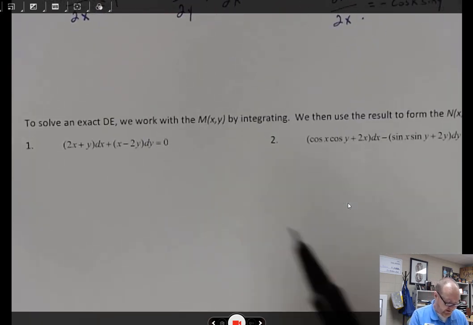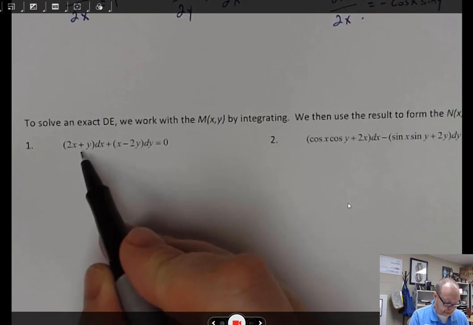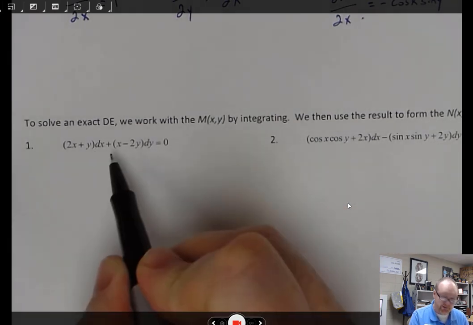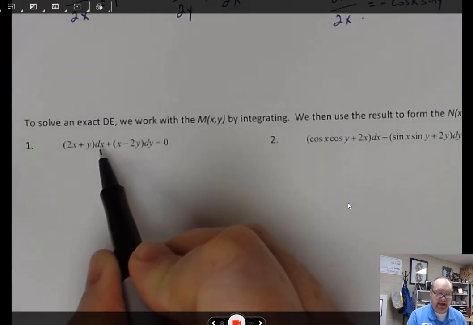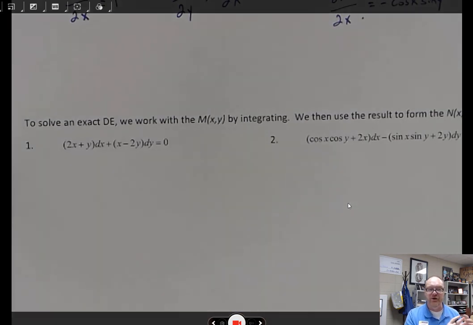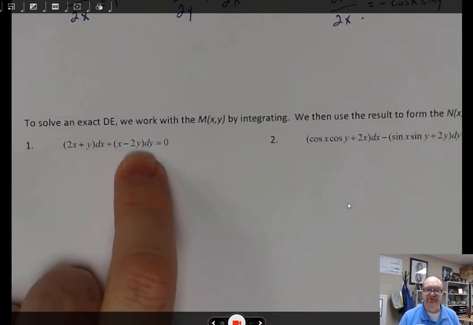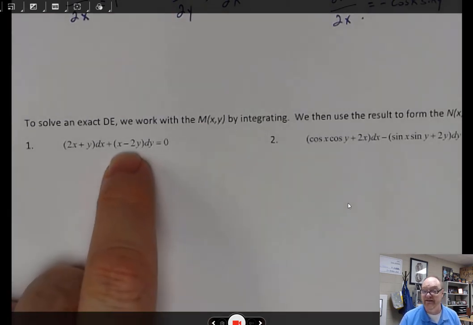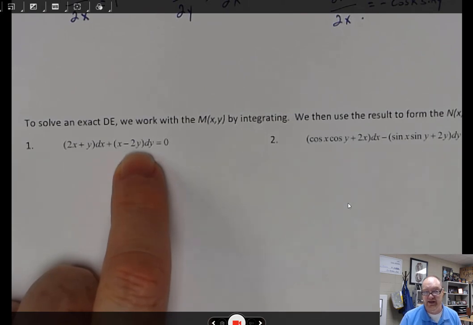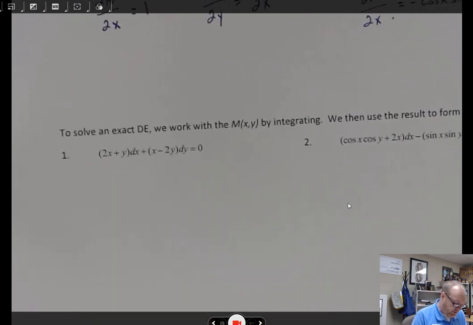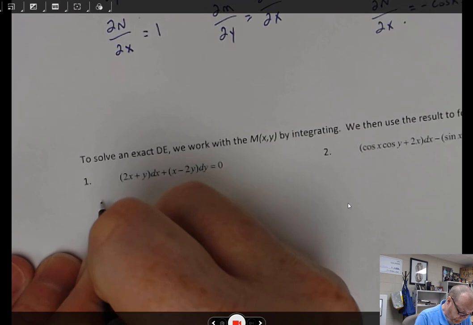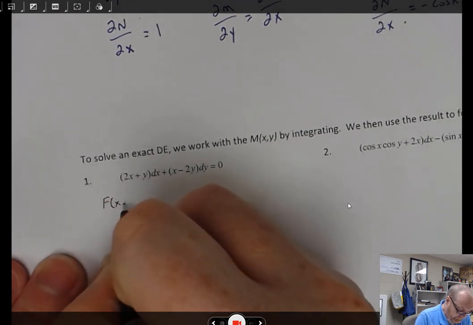Okay, so here's going to be our plan of attack. We're going to work with the M portion, the left-hand piece, and I'm going to integrate with respect to that variable. I'm going to get a potential, or a part of a big function F, that I'm then going to differentiate with respect to the other variable and make it look like this, and see if anything is missing that I need to look at.